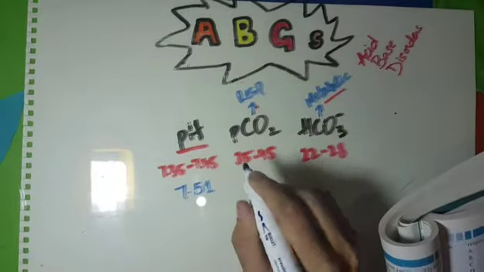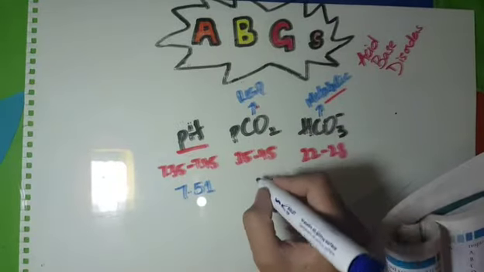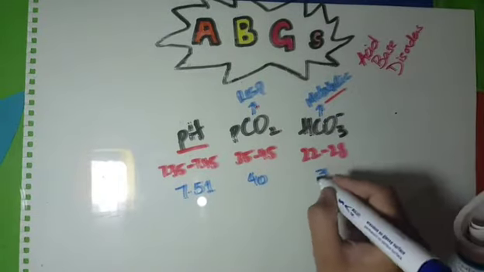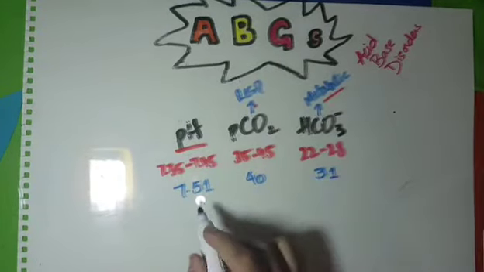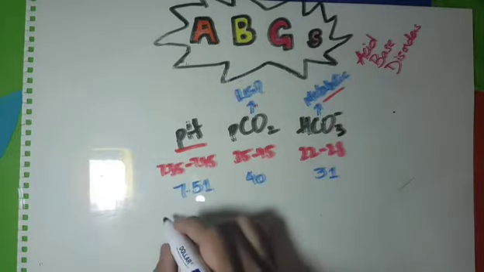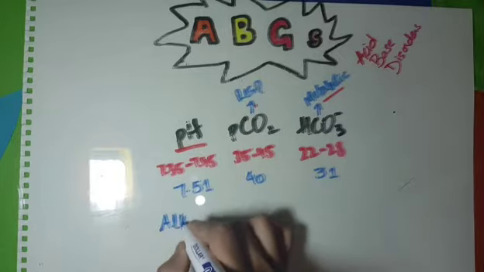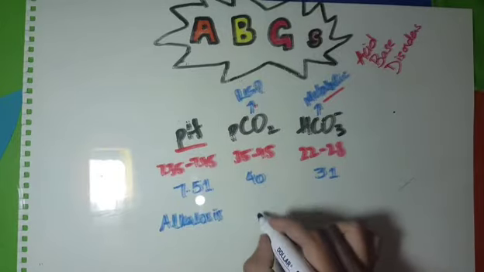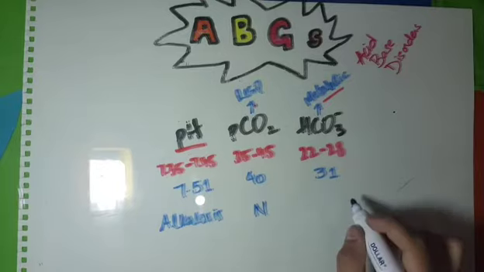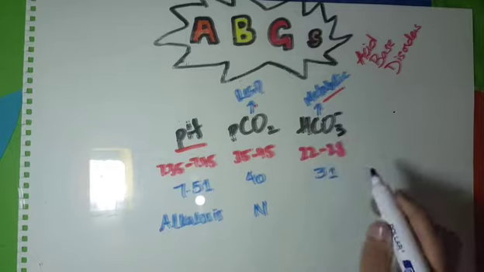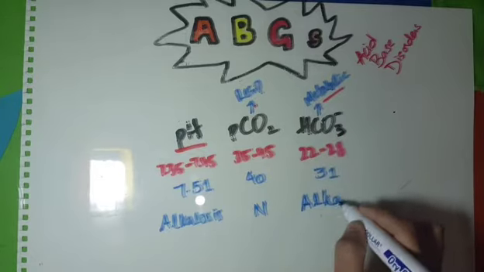Okay, now question number 7. pH equal to 7.51. Partial pressure of carbon dioxide is 40. Bicarbs 31. Okay, now right. This is above the normal range, so higher pH is basic, alkalosis. This is in the range, so this will be normal. And this is above the range, so since this is basic, alkalosis.